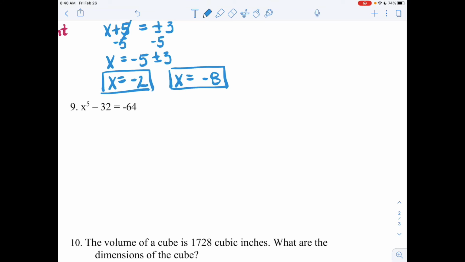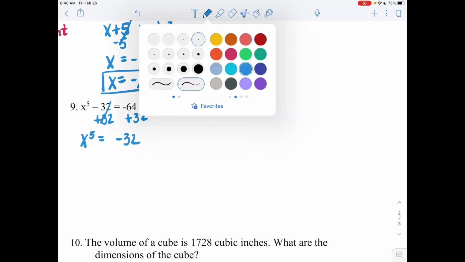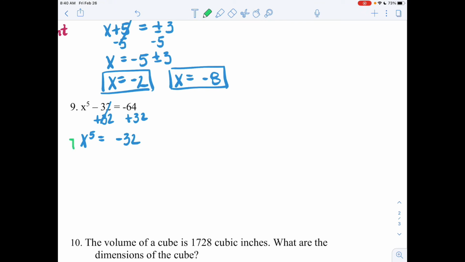Let's look at one more solving example. This one doesn't have a number out in front of x, so I'm not going to be dividing to get rid of anything, but I need to still isolate that x to the 5th, the thing that has my power on it, my exponent. So in order to do that, this time I need to add 32 to both sides. And so that leaves me with x to the 5th is equal to a negative 32. This time, in order to get rid of the 5th power, I need to take a 5th root. So I want to know what the 5th root of negative 32 is.